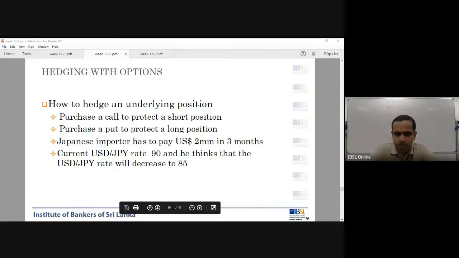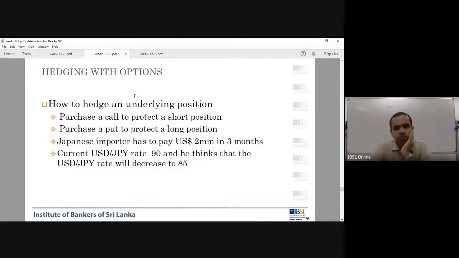So let's move on to some more questions. It says a Japanese importer has to pay $2 million in 3 months. The current dollar-yen rate is 90, and he thinks that the dollar-yen rate will decrease to 85. So what can he do? What do you all think? Any suggestions?